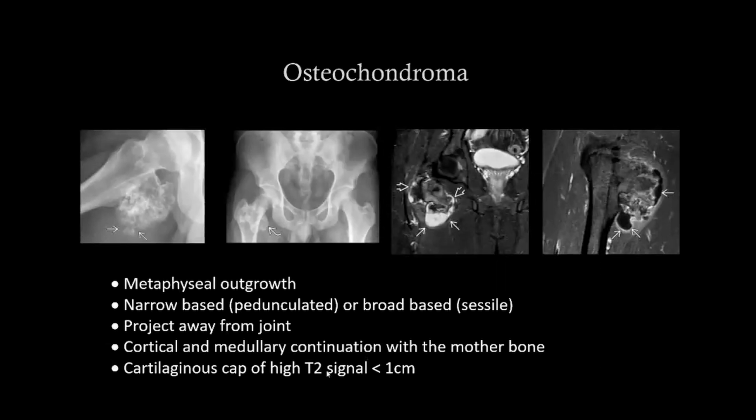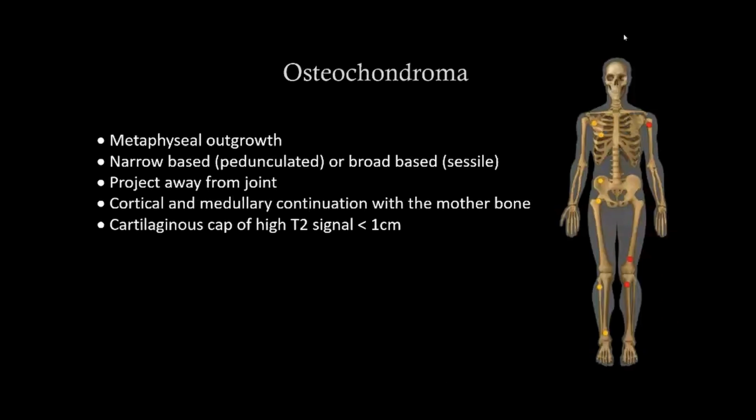Osteochondroma is a metaphyseal lesion, with a narrow base when pedunculated or a broad base when sessile, projecting away from the joint. A very important sign is the cortical and medullary continuation with the mother bone. The cartilaginous cap has high T2 signal, and is less than, I think, 1.5 centimeter. This is the borderline, but for osteochondroma it should be less than 1 centimeter. This is a diagram for the distribution of osteochondroma.